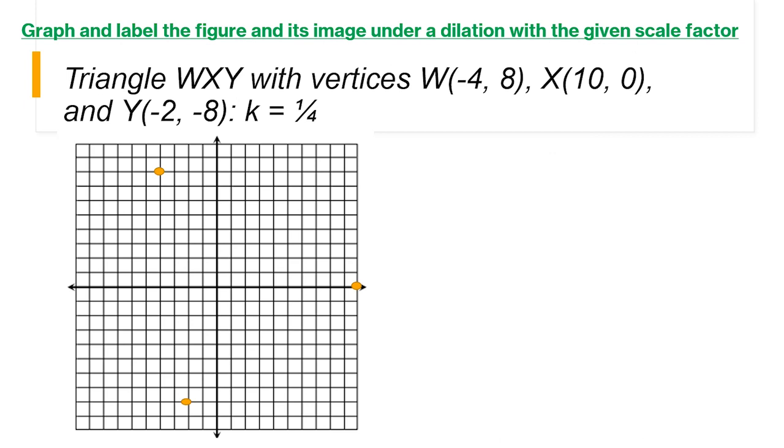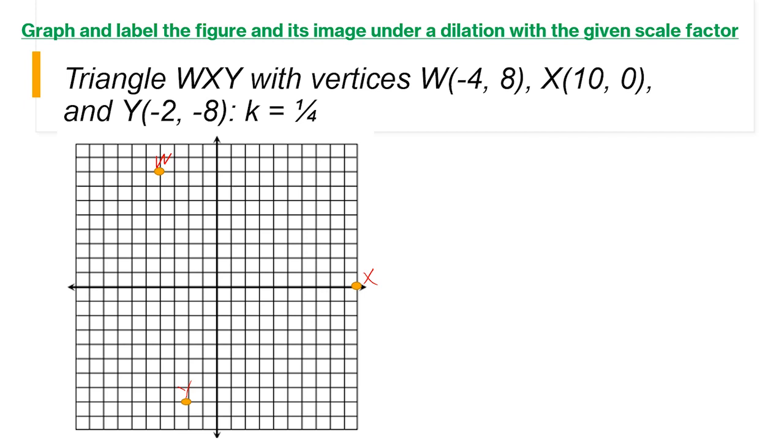All right, so the last problem we're going to try here, it says graph and label the figure and its image under a dilation with the given scale factor. So we have triangle WXY with vertices -4, 8, 10, 0, and -2, -8. I already have the pre-image ordered pairs plotted here. I'm just going to label them. So this is W, this is X, and this is Y.